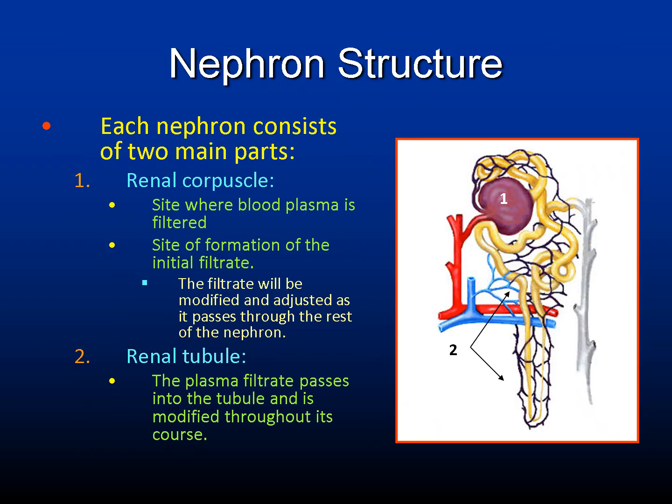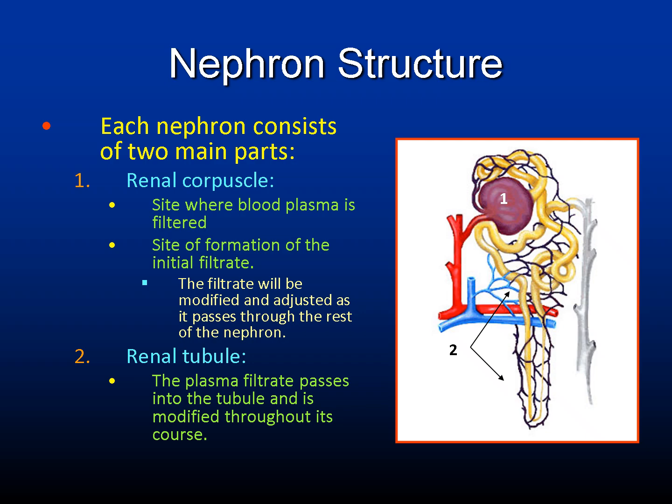Each nephron consists of two main parts. The renal corpuscle is the site where blood plasma is filtered and the initial filtrate is formed. The filtrate will be modified and adjusted as it passes through the rest of the nephron. The renal tubule receives the filtrate and modifies it as it travels throughout its course. There are three anatomical and functional parts to the renal tubule. They are the proximal convoluted tubule, loop of Henle, and the distal convoluted tubule.